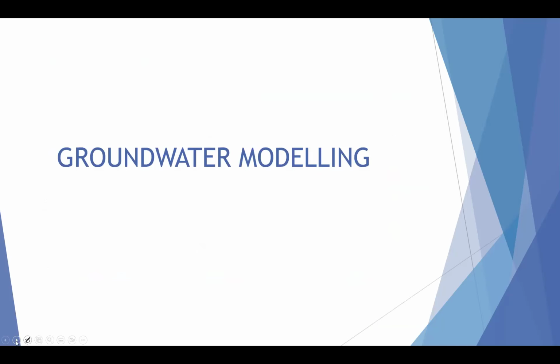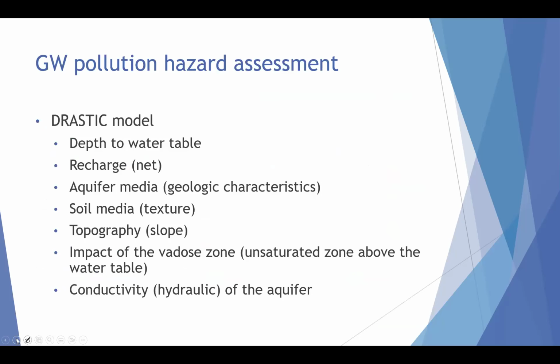Now moving on to groundwater modeling. Groundwater models may require some lithology that has to be given in GIS format. That is one thing, but here I am trying to give a glimpse of a model which basically uses the maximum potential of GIS. This is called the DRASTIC model, and it is used for pollution hazard assessment.